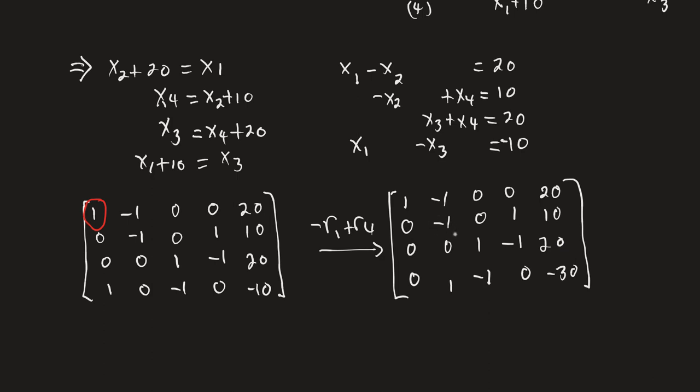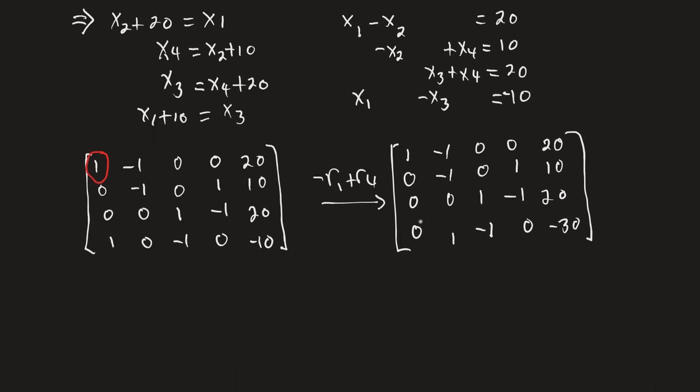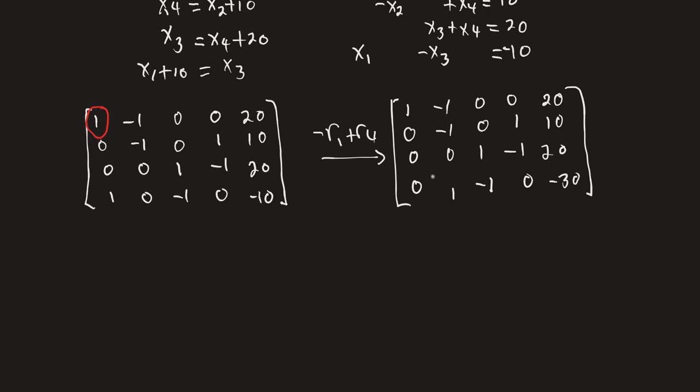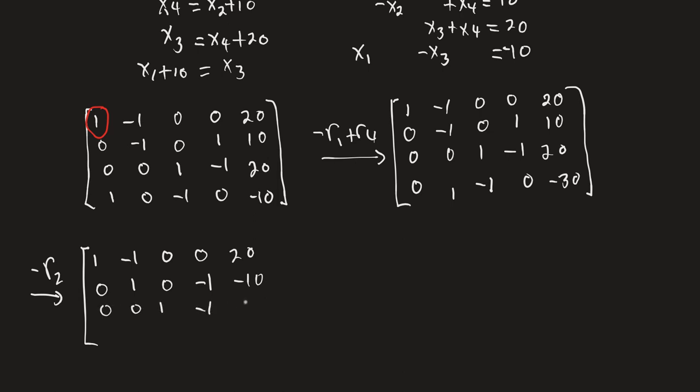Now I need to make this a 1. In order to call it an echelon form, I need to make this a 1. So I need to take negative 1 times row 2. Just to keep entertaining myself, I'll write it by rows now. So this becomes 0, 1, 0, -1, -10, and then 0, 0, 1, -1, 20, and 0, 1, -1, 0, -30. Okay, so there we go.